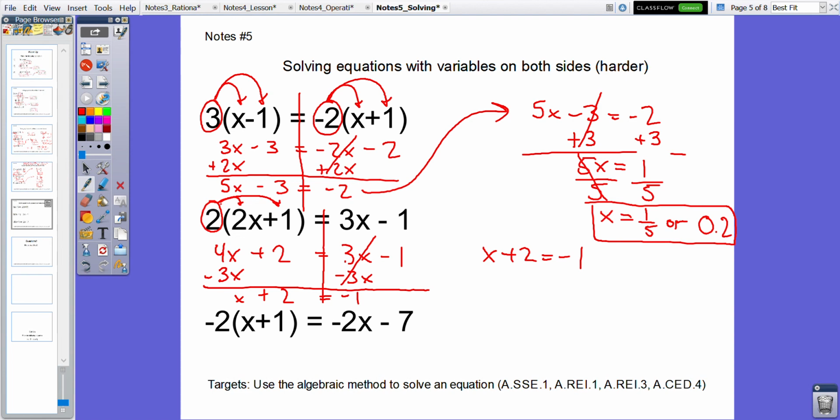And what we're going to do is subtract 2 from both sides of the equation. Subtraction property of equality. And that's going to leave me with x equals negative 3. So my solution for this equation is x equals negative 3. All right, go ahead and try the next one on your own here. Negative 2 times the sum of x and 1 equals negative 2x minus 7.